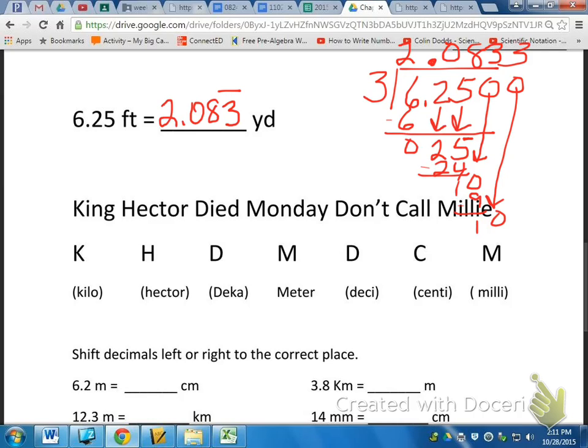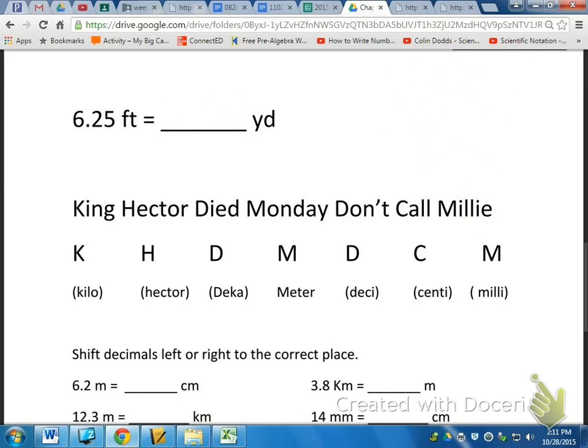That's the kind of measurement we use in the United States. The whole rest of the world uses the metric system. That's why we're going to talk about King Hector. You ever heard this expression, King Hector died Monday, don't call Millie? Never have. Okay, well, now you have. We're going to talk about King Hector. I'm not quite sure who King Hector is, but I know Millie is my mother.